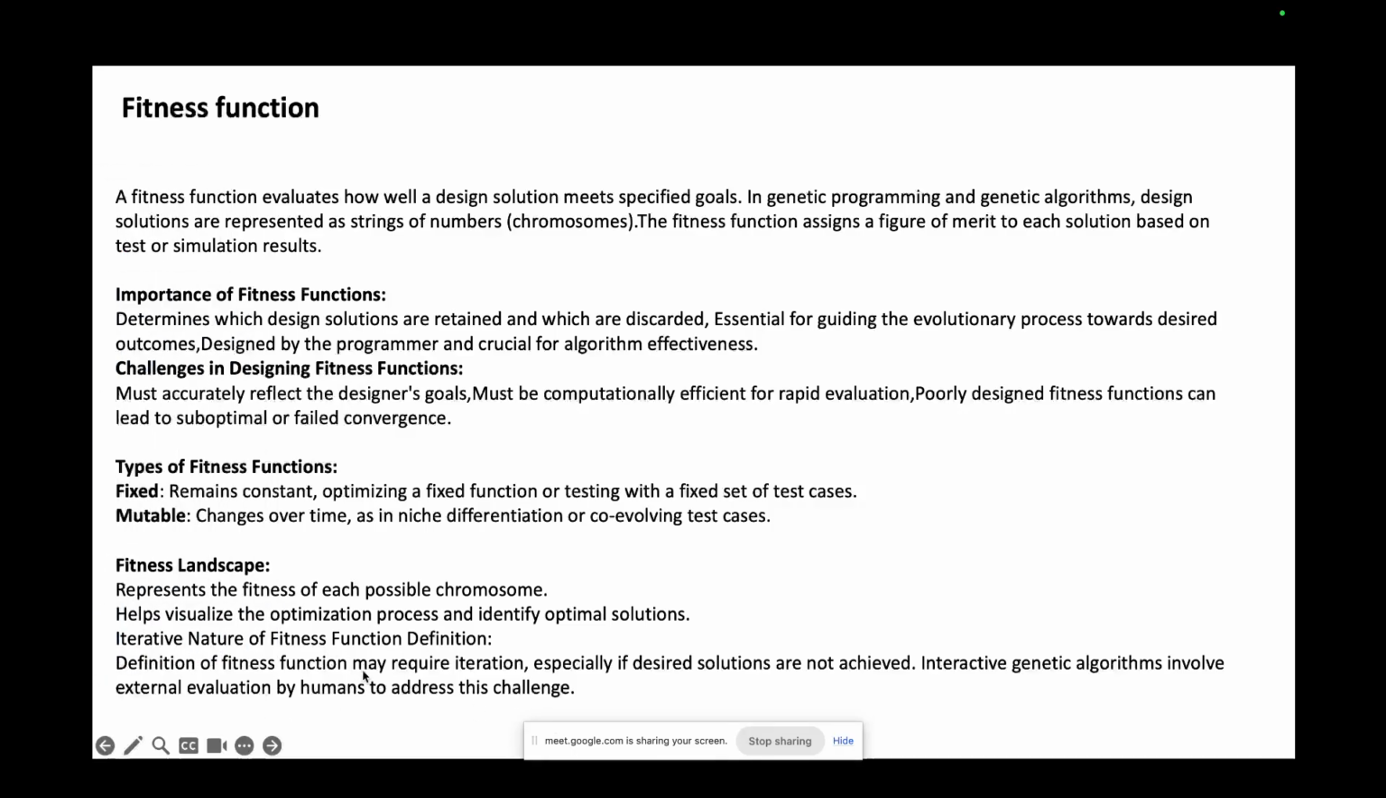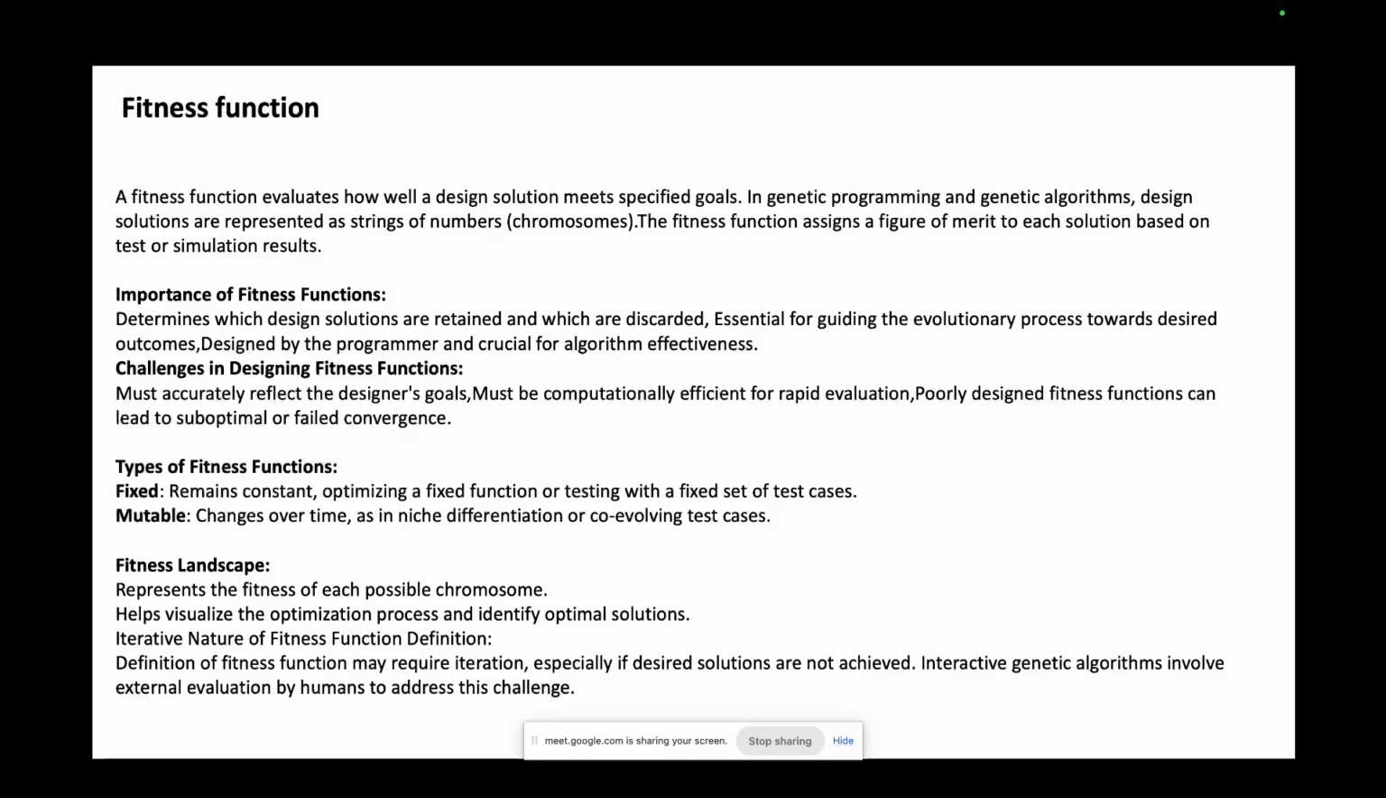So basically, the definition of the fitness function may require iteration, especially if your desired solutions are not achieved. Interactive genetic algorithms involve external evaluation by humans to address this challenge. So depending on the fitness function, I'm talking about a very ideal type of fitness function, where in the first step it will be the highest, then next step it will go down again, till it reaches the termination criteria. But it can happen like this: it starts high, next it goes down, next comes again high, then it goes down again, then it comes again high.